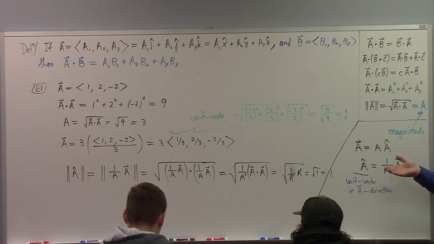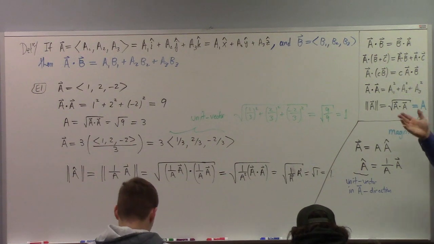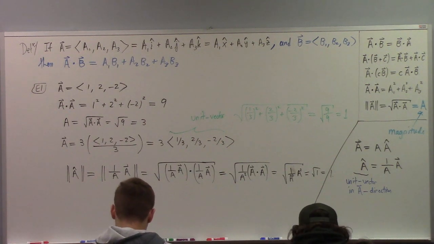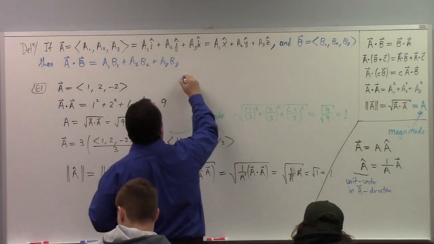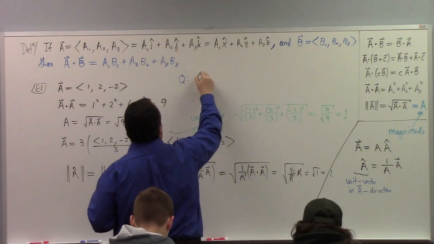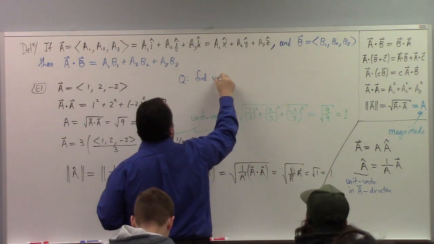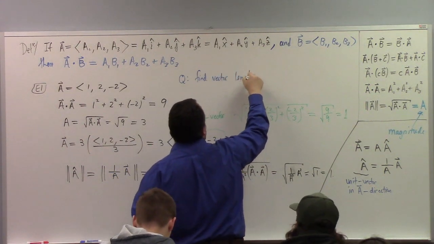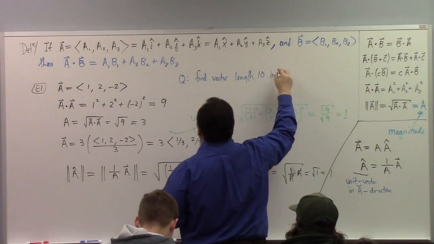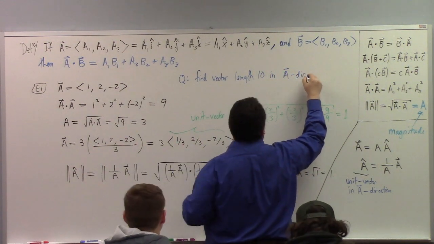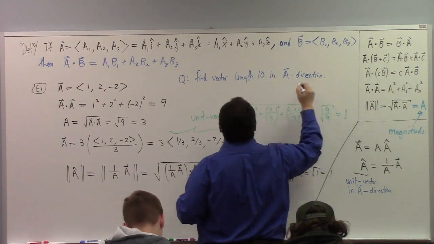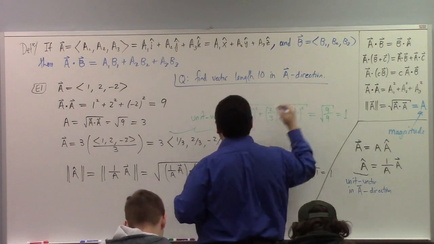What if I wanted to find a vector of length 10 in the (1, 2, -2) direction? What would that be? I want a vector of length 10. So question: find a vector of length 10 in the a direction, where I'm talking about the a from example 1. Can you tell me the answer to that?